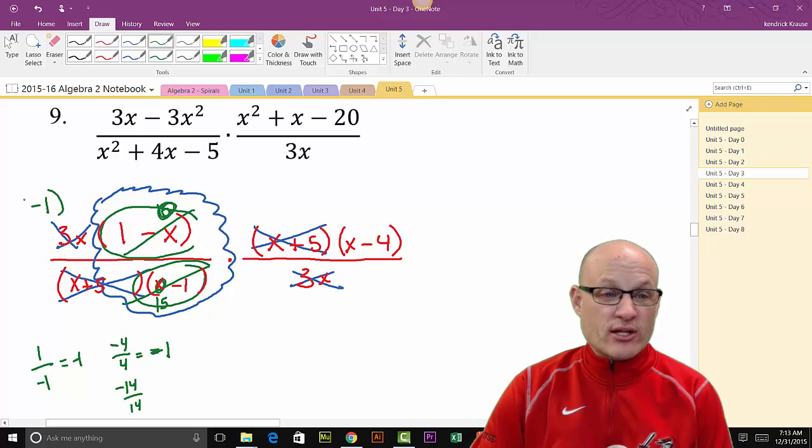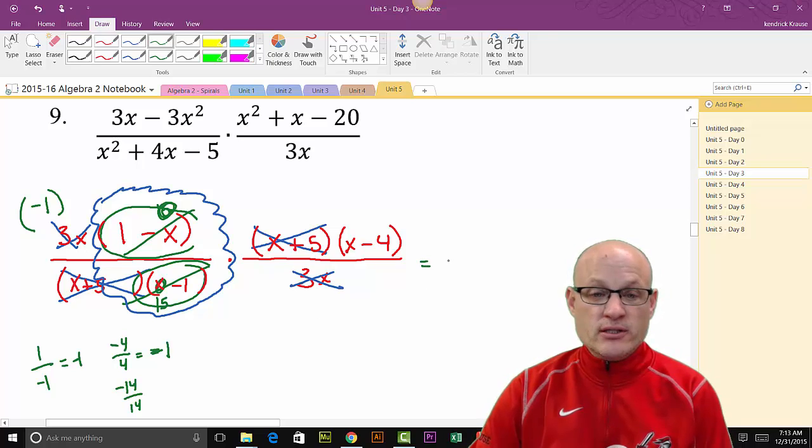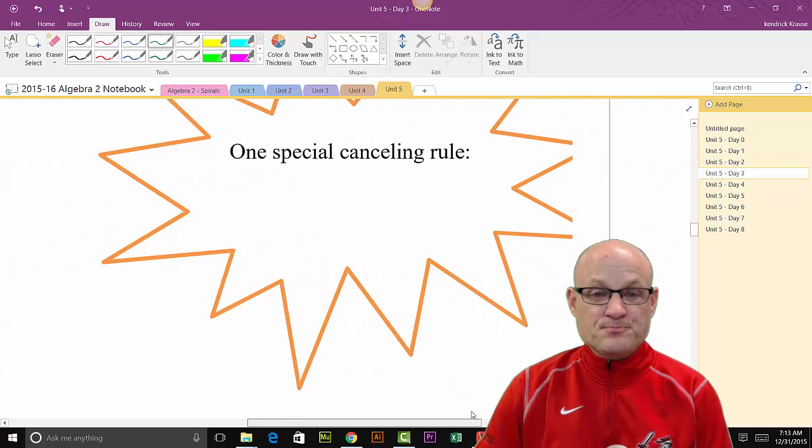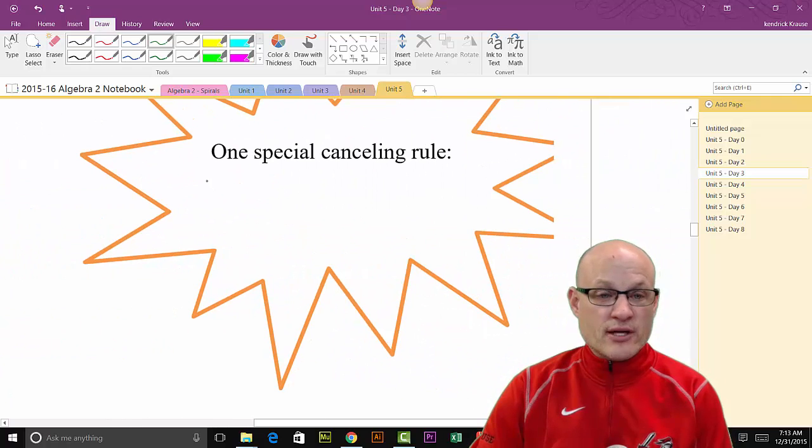Now that's not subtraction, that's multiplication. So here the final answer would be negative x minus 4. And if you don't like that, you can distribute this negative 1 by saying, okay, it's really negative x plus 4. So everything cancels out, but there is one special canceling rule, and it doesn't matter what the number is.